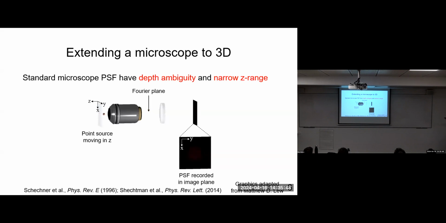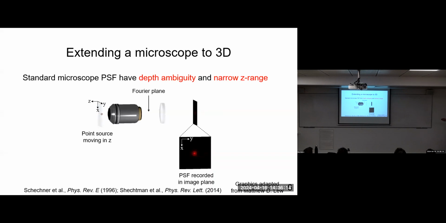Basically, the idea in PSF engineering is to remedy some of the flaws of standard microscopes, which are twofold. One, you see that the PSF shape is symmetric above and below focus, so you can't tell if it's above or below. Another thing you see is that the effective Z range is very narrow. After going out of focus, the signal is very rapidly lost, and we're drowned in noise.